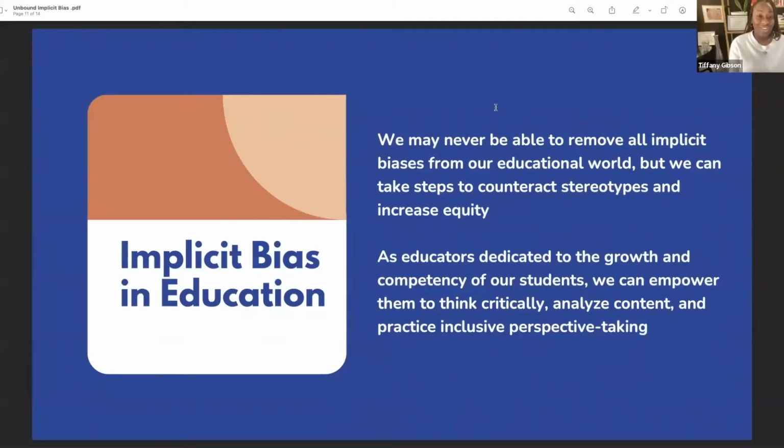And as educators dedicated to the growth and expansion and competency of our students, we can empower them to think critically, to analyze content, and to practice inclusive perspective taking. We can also check in with ourselves to make sure things that we say are not microaggressions. For example, asking a student about their hair every day, all the time, may be a microaggression to the student who may have their hair in a certain style for protective reasons.